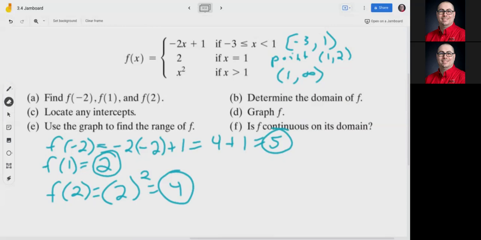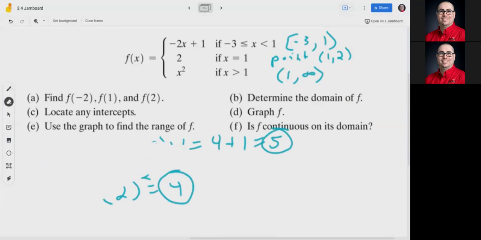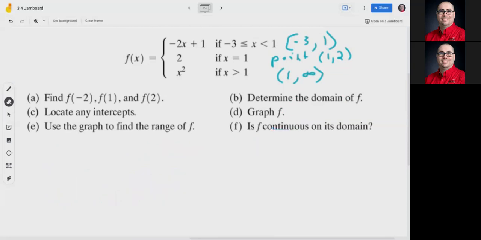All right, let's look at part B. For part B, they want us to determine the domain of this function. Remember, the domain of a function is all the x values that it's defined for. The nice thing about a piecewise defined function is they tell us those values explicitly. They say it's this definition for these x values, this definition for these x values, and this definition for these x values. So all we need to do is combine those x values together.